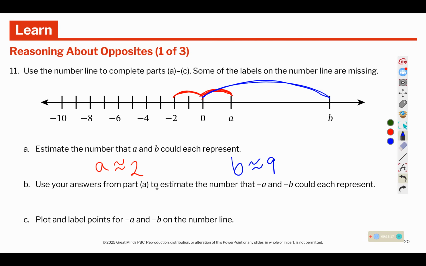Use your answers from part A to estimate the number that -A and -B would represent. Well, if A is 2, the opposite of A is about -2. If B was approximately 9, then the opposite of B would be approximately -9. And plot and label the points for -A and -B on the number line. So -B and -A are the opposites of A and B.